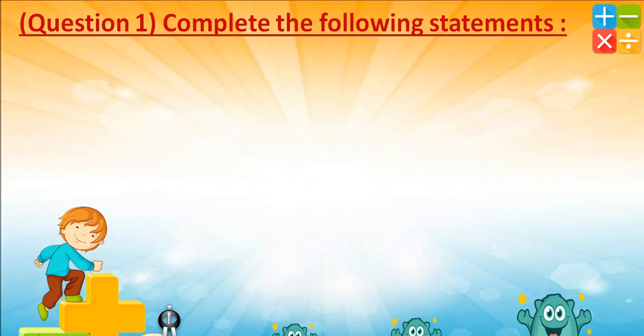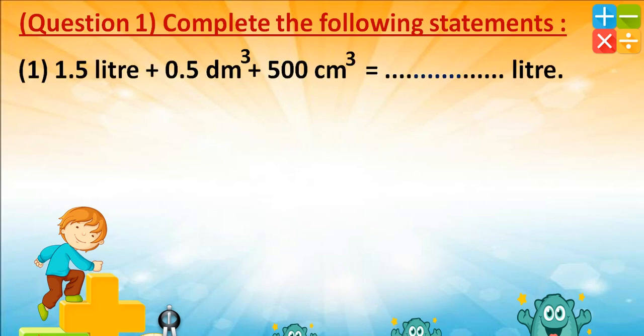Question number 1. Complete the following statements. 1.5 liter and 0.5 cubic decimeter plus 500 cubic centimeter equals how many liters? How can we have 1.5 plus half plus 500 cubic centimeter? We convert 500 cubic centimeter to liter.